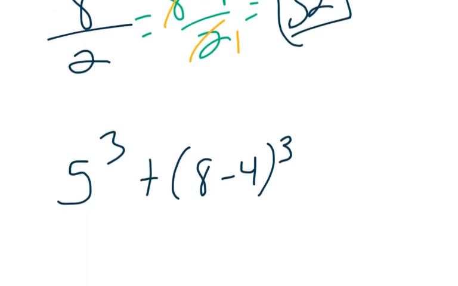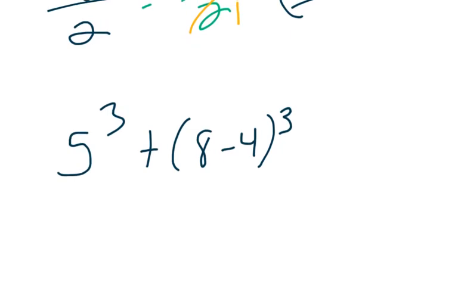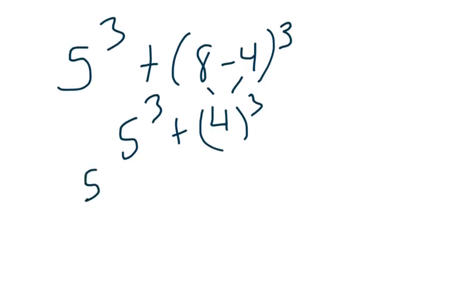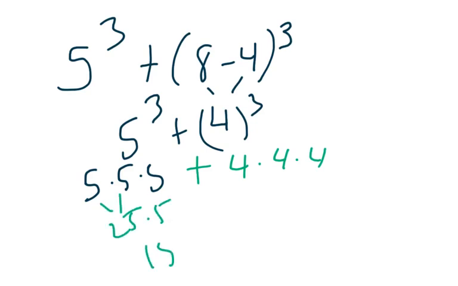Next up, you have 5 to the third plus 8 minus 4 to the third. So you have some parentheses here, so we have to do that first. So this gives us 4 to the third plus 5 to the third. Now we have exponents. Now we can do our exponents. So that's going to be 5 times 5 times 5, and this one's going to be 4 times 4 times 4. And so 5 times 5 is 25 times 5, which is 125, plus 4 times 4 is 16, times 4 is 64.